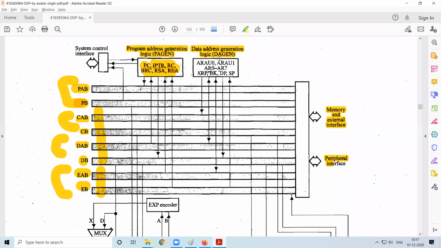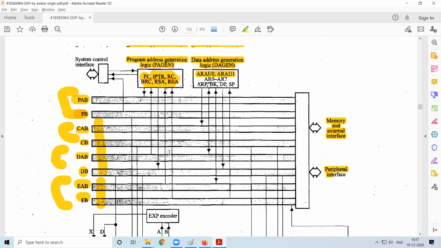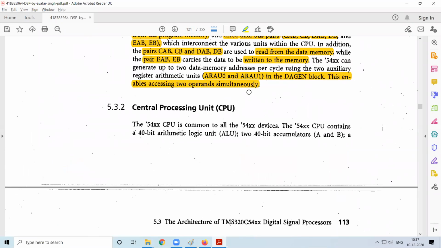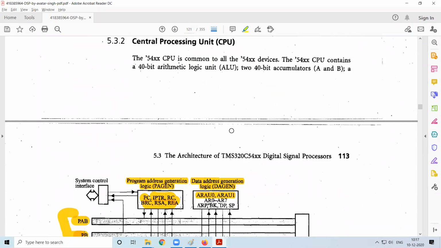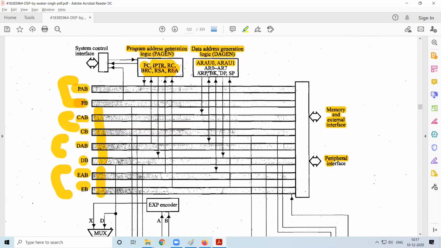Apart from that, in data address generation, since we are able to access two data at the same time, we can make use of these auxiliary registers and access those data. This is how we go around with the bus architecture of the 54XX Texas Instruments.